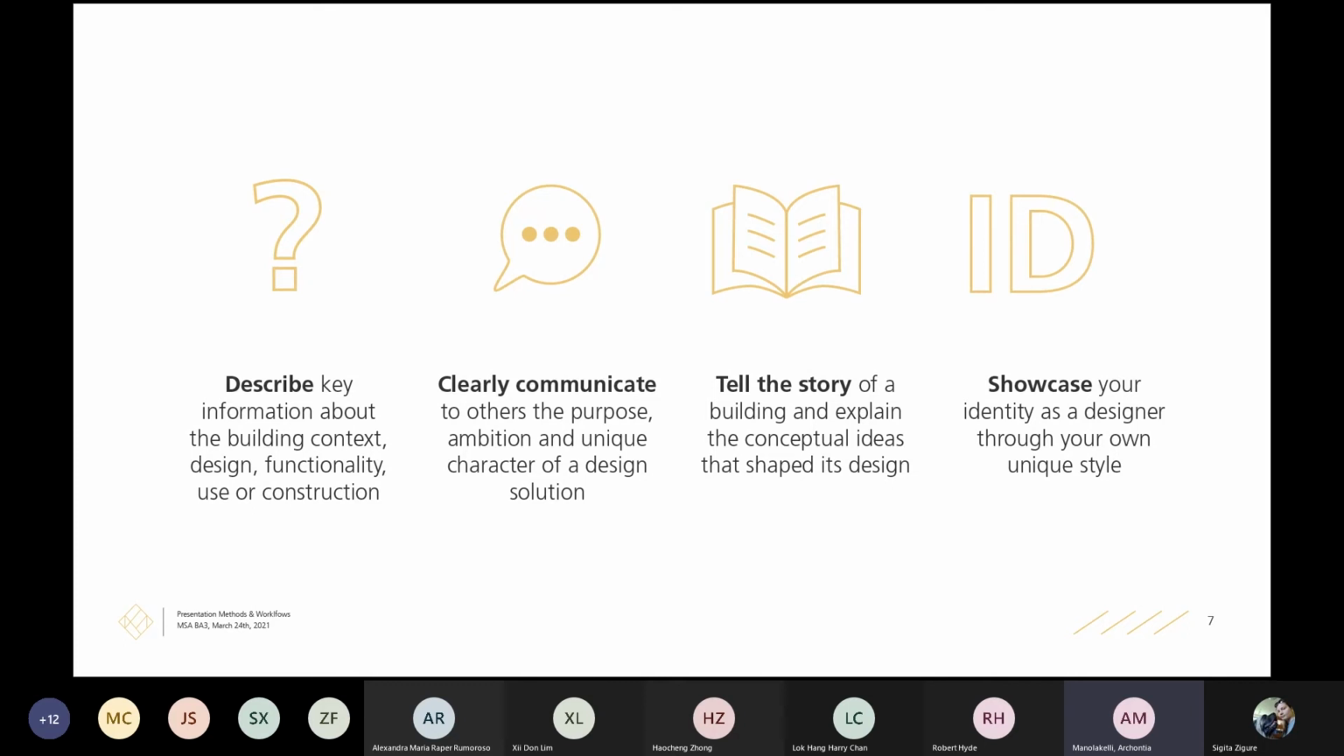and also showcase our identity as a designer through our own unique style. I was reading recently something around how different big architects tend to have a typography that they use quite a lot. If you think of Zaha Hadid, for example, or big architects, they tend to have a very, very unique style in their presentation and their architecture that encompasses their whole identity as designers.